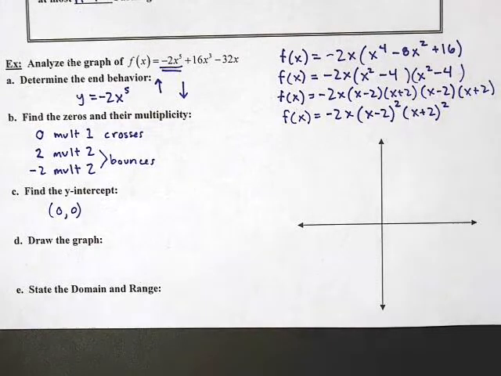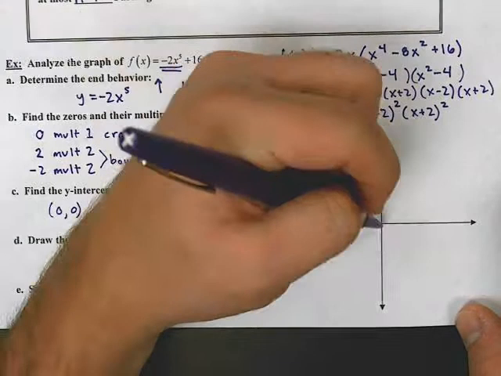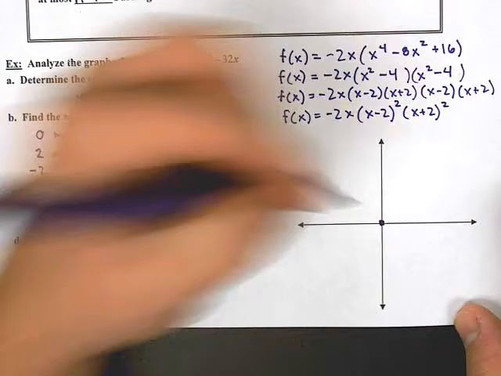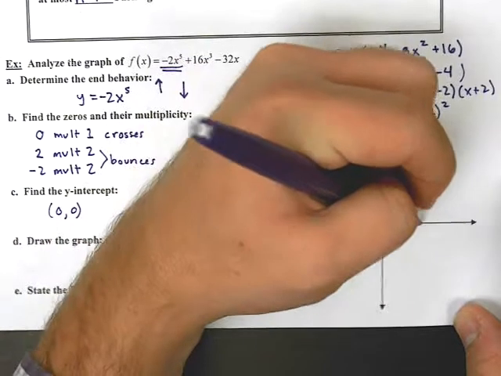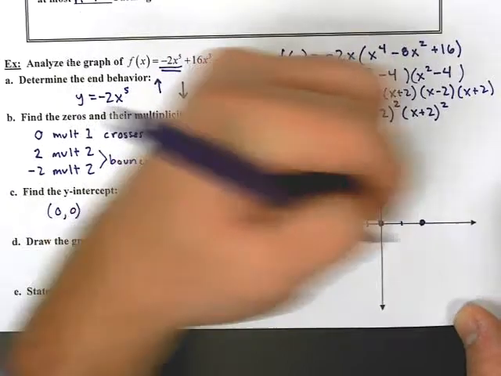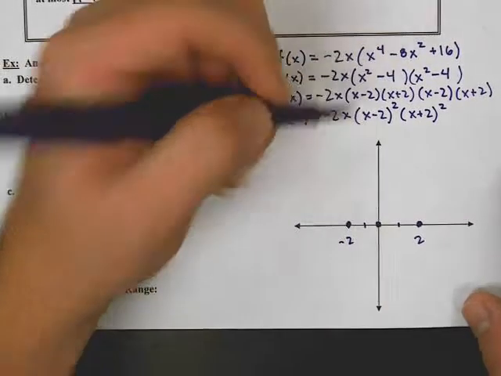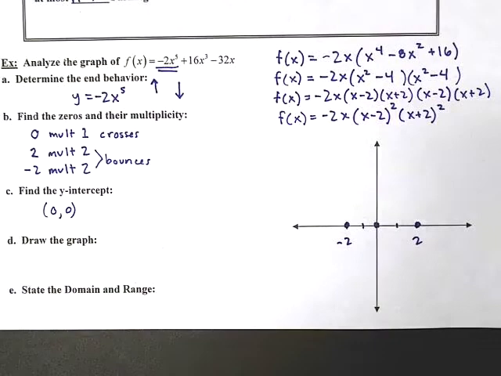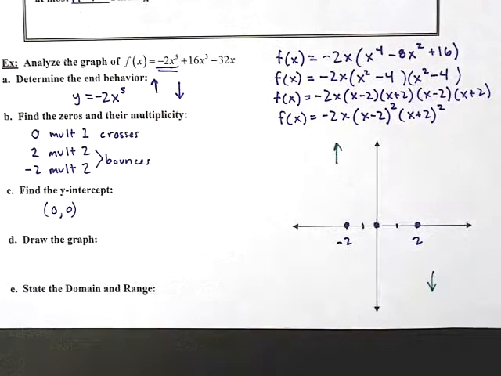So now we can put everything together. I can draw this graph. I know that I have a zero at zero. I know I have zeros at negative 2 and at positive 2. Let me just write those in so you have them. I know that my y-intercept is already there. And then lastly, I know that my end behavior is up to down.